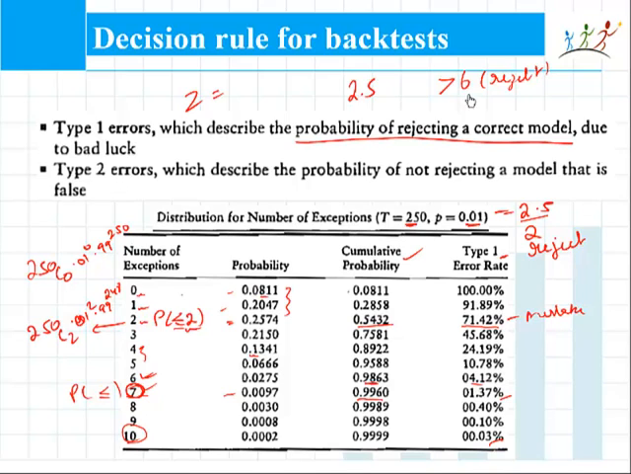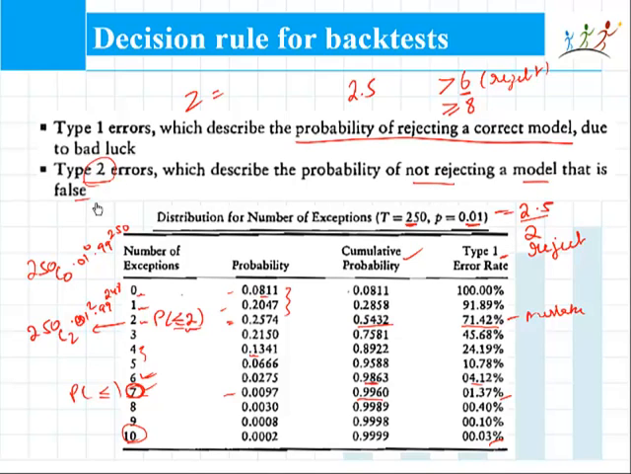However, if we stretch this value too much, let's say even with 8 exceptions I am not rejecting the model, then I may very likely commit a type 2 error, that is, not rejecting a model that is false. With 8 exceptions, should we have rejected the model? Yes, but if we are not, then it's quite likely we are committing a type 2 error.